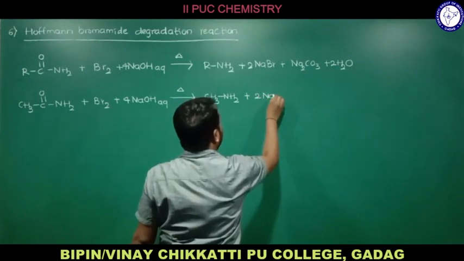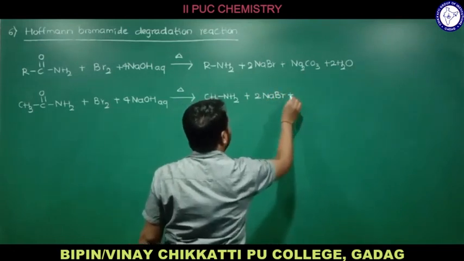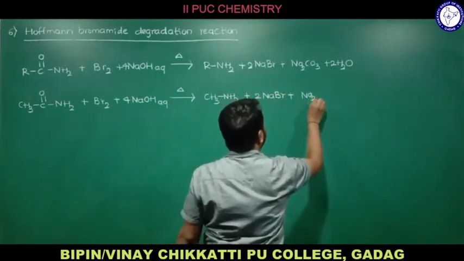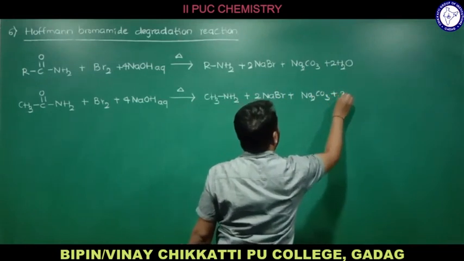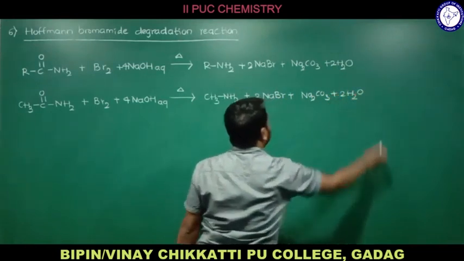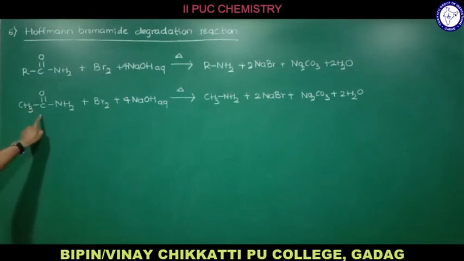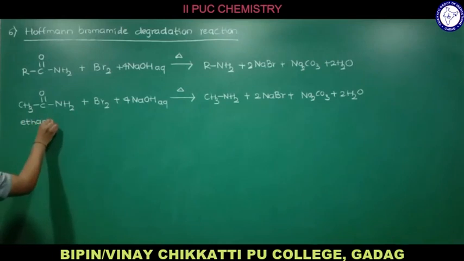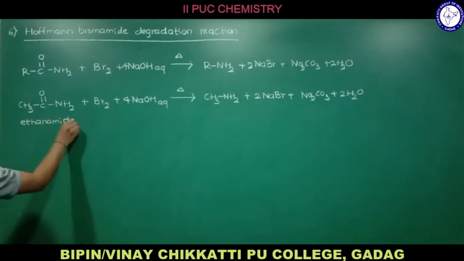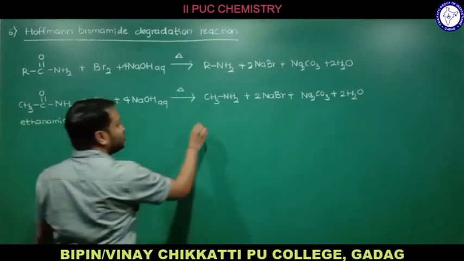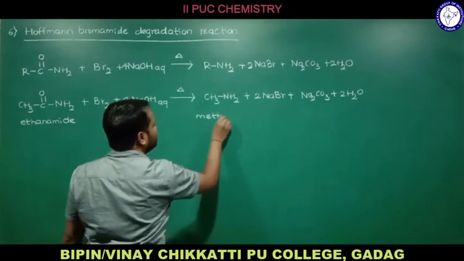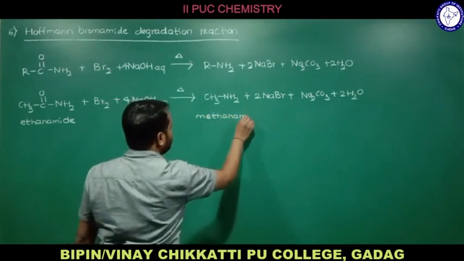Now observe here, CH3CONH2 we have, and for that we got CH3NH2, and later we get the same other products: NaBr, and of course Na2CO3, and one more product, 2H2O, water. So we started with ethanamide, and for your reference this is ethanamide or acetamide, and we ended with CH3NH2, and that is termed methanamine, right?